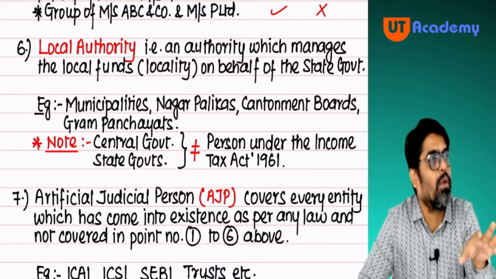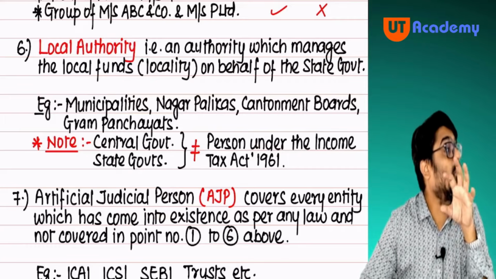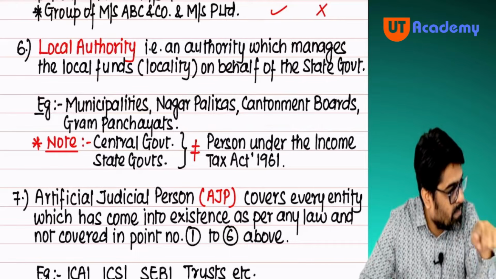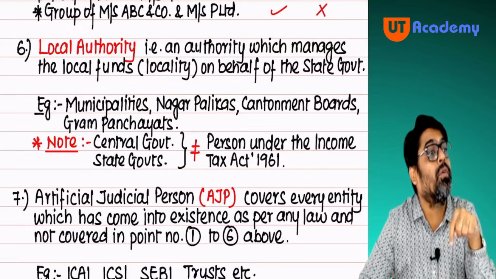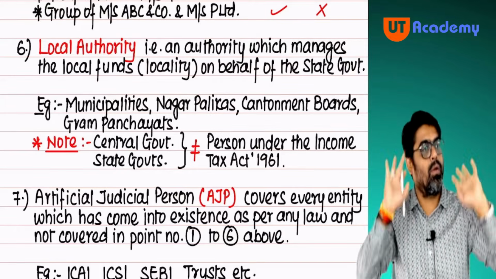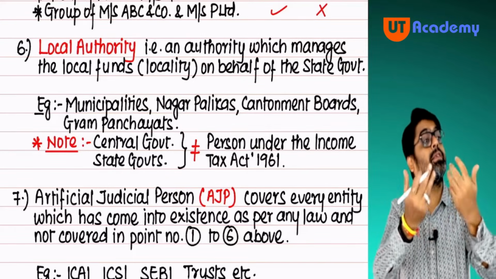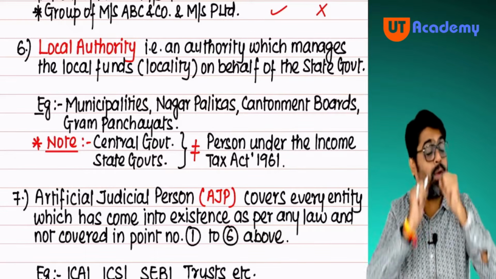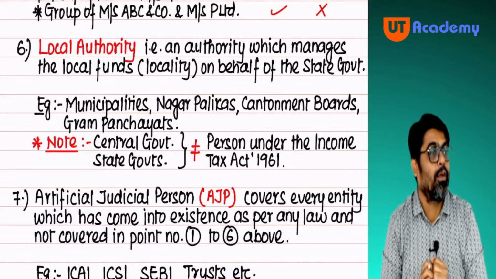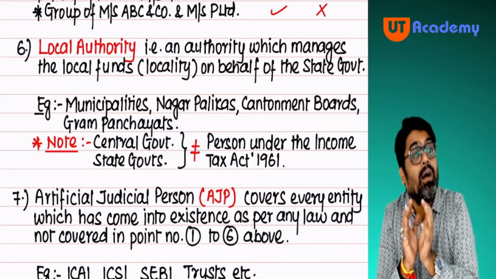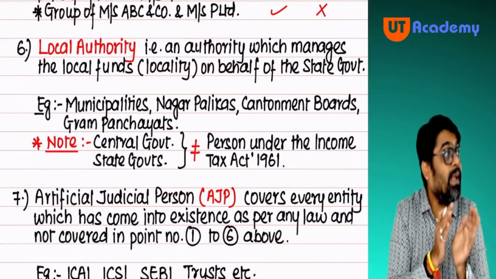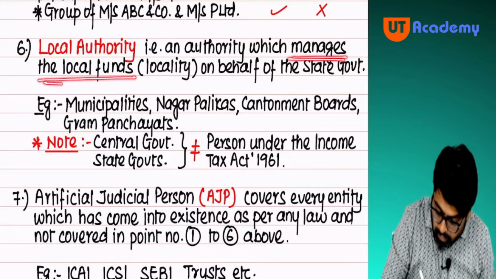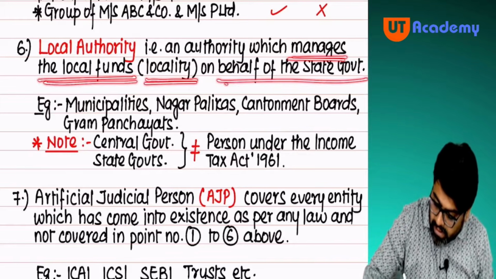You know about that, no? So these are bodies known as local bodies. These are known as local authorities, and they are entrusted with the management of that locality. For example, the entire Bangalore, whose responsibility is it to manage this locality? BBMP. So BBMP is a local authority which manages the locality on behalf of the state government.